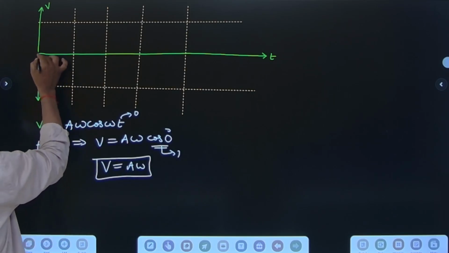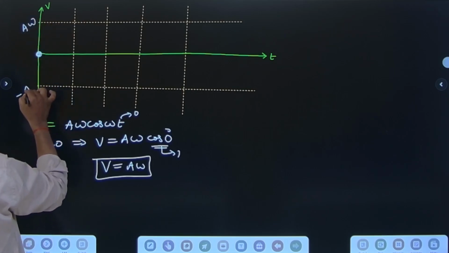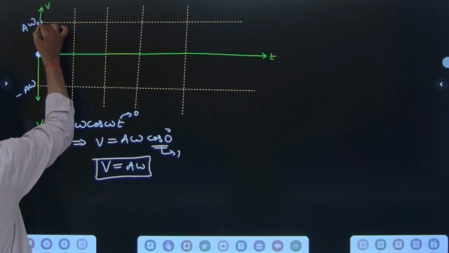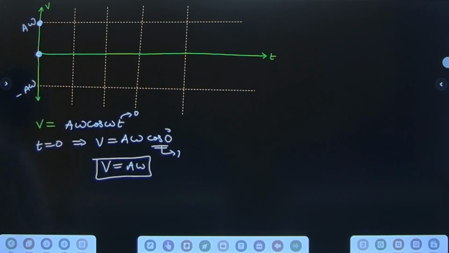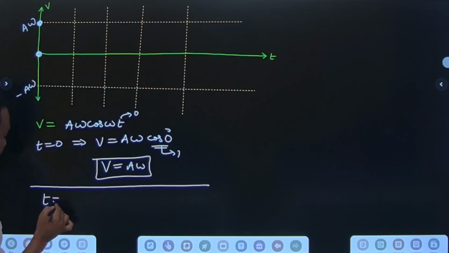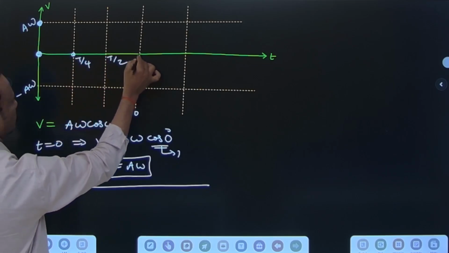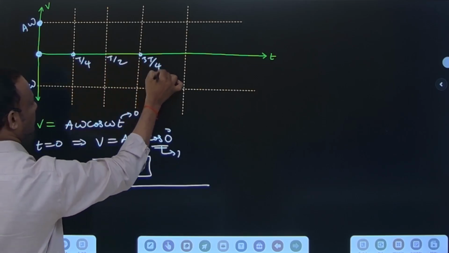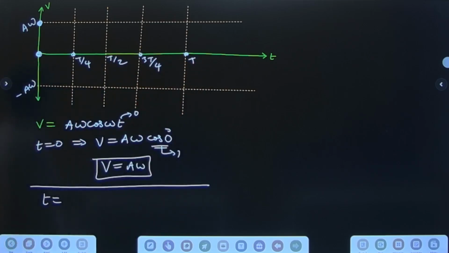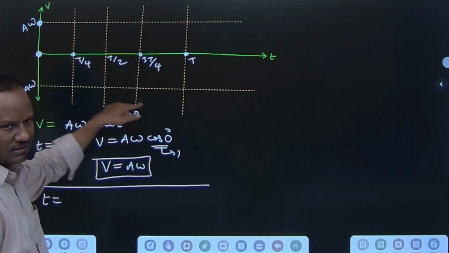A omega means what? At t equal to 0, this is A omega, and this is minus A omega. The particle started from this point. Next, let me check another one. What is the second one? T by 4, this is T by 2, this is 3T by 4, and this is T, one wave. One sinusoidal wave. So for the sine function, what we started from here, correct? Yes or no?